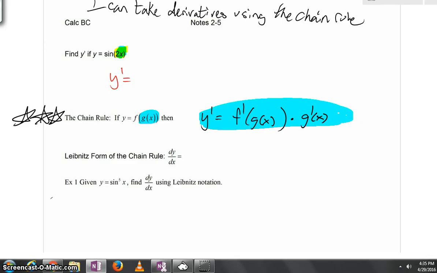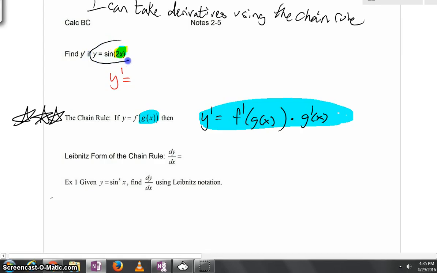Okay, in our accelerated math analysis, we're going to be taking some very important derivatives. Our learning target is: I can take derivatives using the chain rule. The chain rule is for composition of functions, where one function is substituted inside of another.